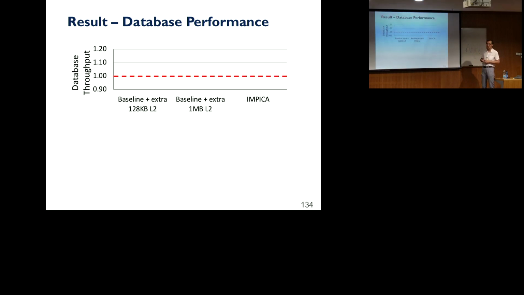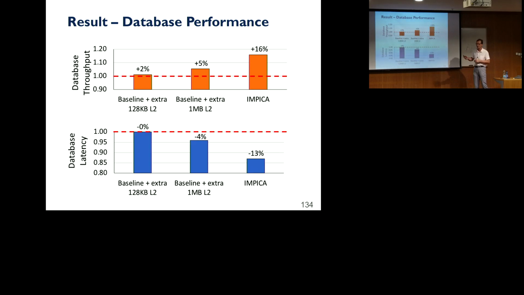And we imported a database, I think this is DB2, I don't remember what it is actually, or DBX1000, sorry. Basically here, with extra 128 kilobyte L2, you gain some performance, 2%. If you give it extra 1 megabyte L2, you get even more performance, 5%. If you do IMPICA, you get about 16% in the database throughput. And we also looked at latency, request response time, basically. Again, you gain some amount of performance improvement if you add more L2, but with IMPICA, you get about a 13% reduction in the latency.